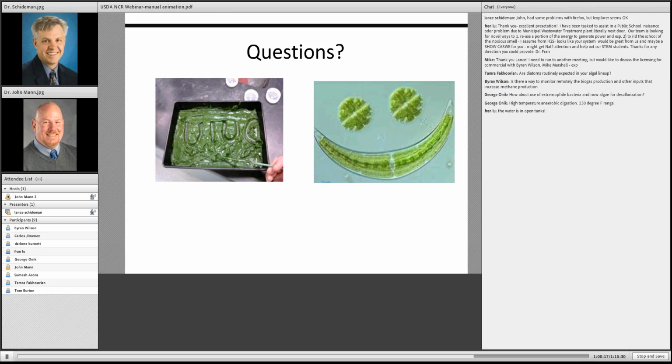Okay, so our next question is, are the diatoms routinely expected in your Agile lineup? Yeah, so actually we do see some diatoms, but it's not the most common thing that we see in our wastewater treatment systems. They're commonly limited by silica, so if you happen to have a lot of silica in your water for some reason, then you'll get more diatoms.